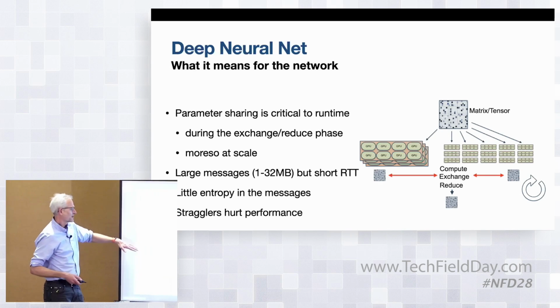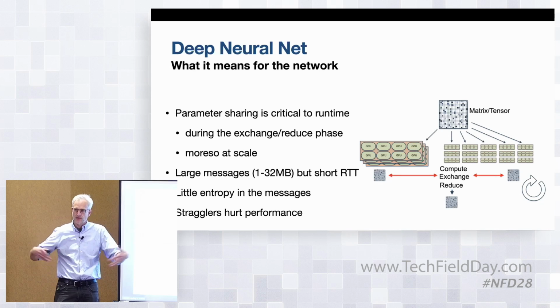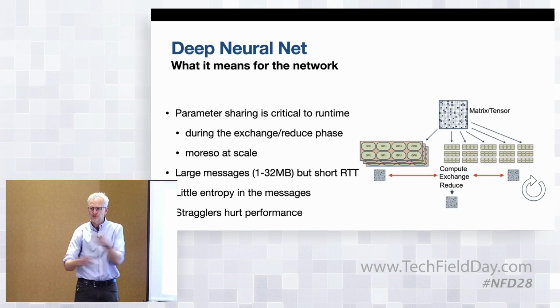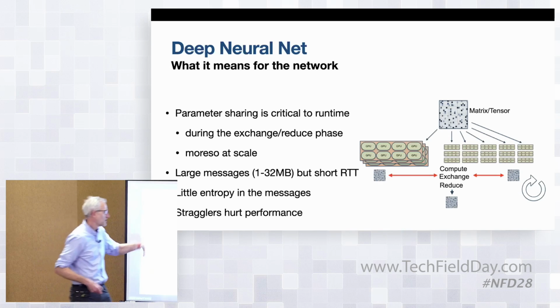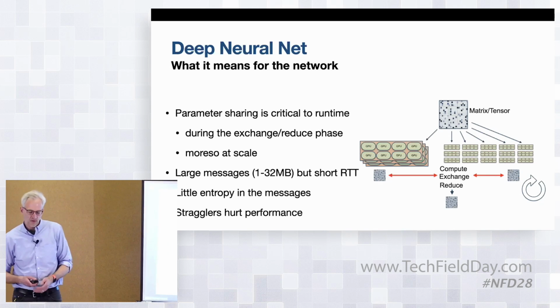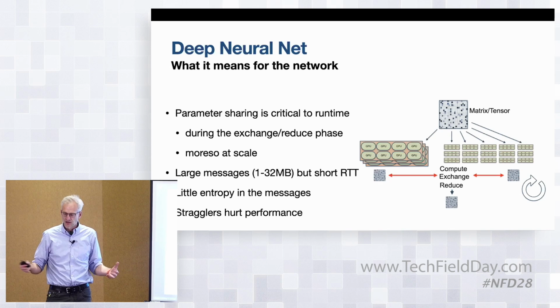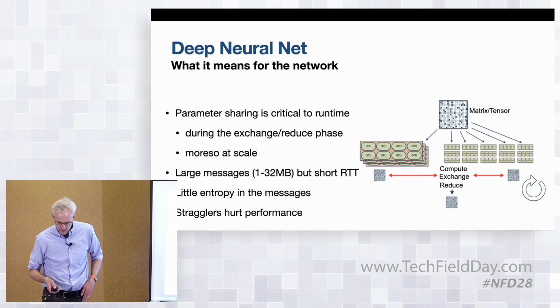It's this exchange and reduce phase where I'm computing and running a bunch of images through my neural net, computing some errors, and then I exchange the errors and then reduce all the errors I've seen from my peers. And that compute, exchange, reduce cycle is a fundamental driver of performance. And there's large messages being exchanged. And the messages are fundamentally sets of parameters that have changed. The ballpark is like 1 megabyte to 32 megabytes, can be bigger.